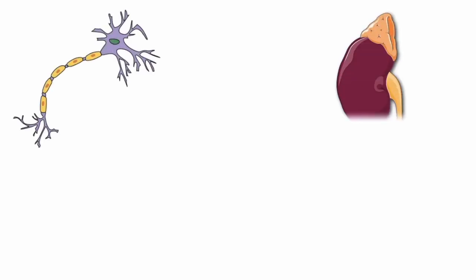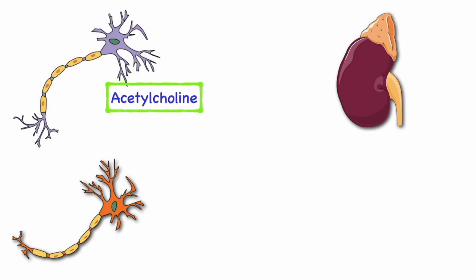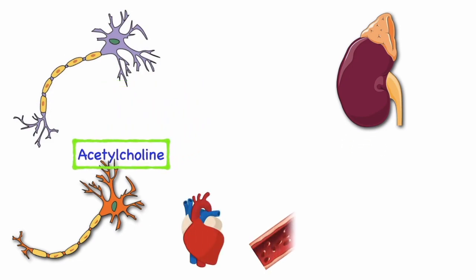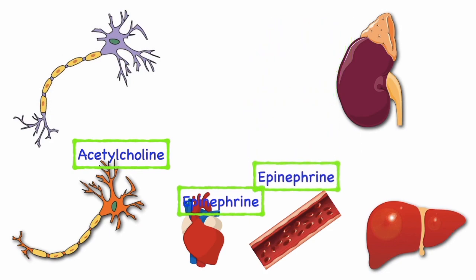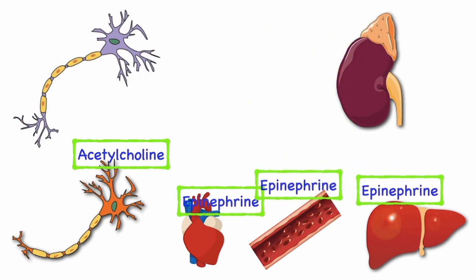Any other similarities between nervous and endocrine? Sure. They both use chemical messengers like epinephrine and acetylcholine. They both are regulated by negative feedback loops. Now for some differences. First, speed.